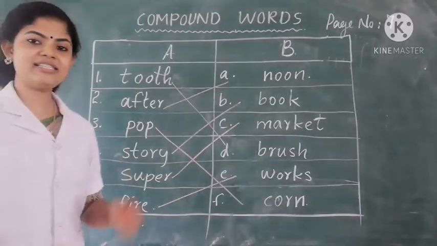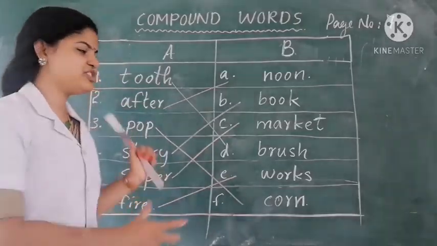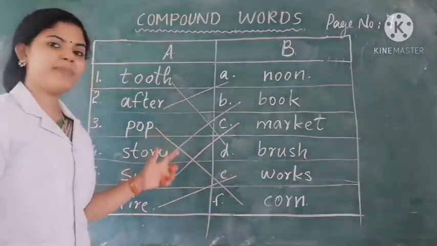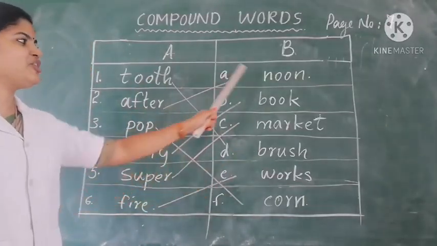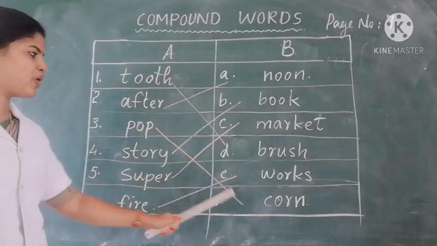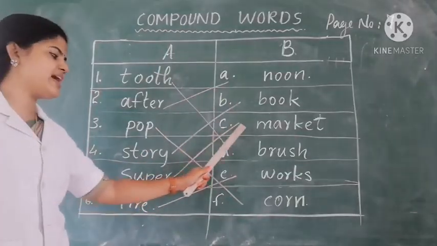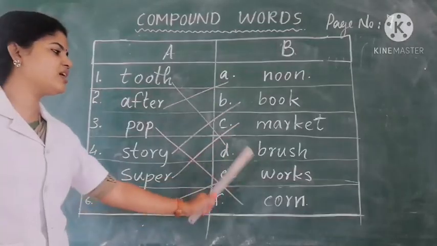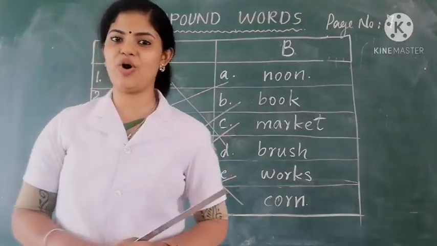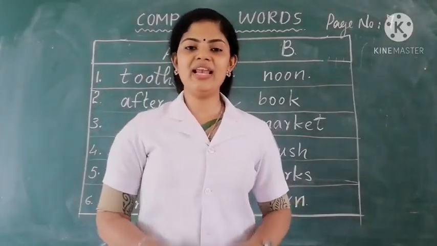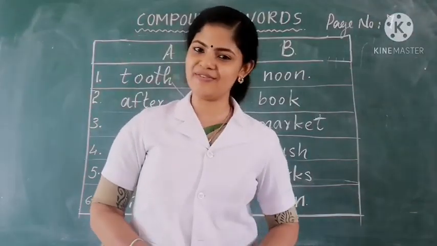Okay, so we got 6 new words using the 2 words. We joined 2 words to make a new word. Toothbrush, afternoon, popcorn, storybook, supermarket, fireworks. Okay, children, I hope you all got these new compound words. Now, let us fill the blanks in the sentences using these compound words.